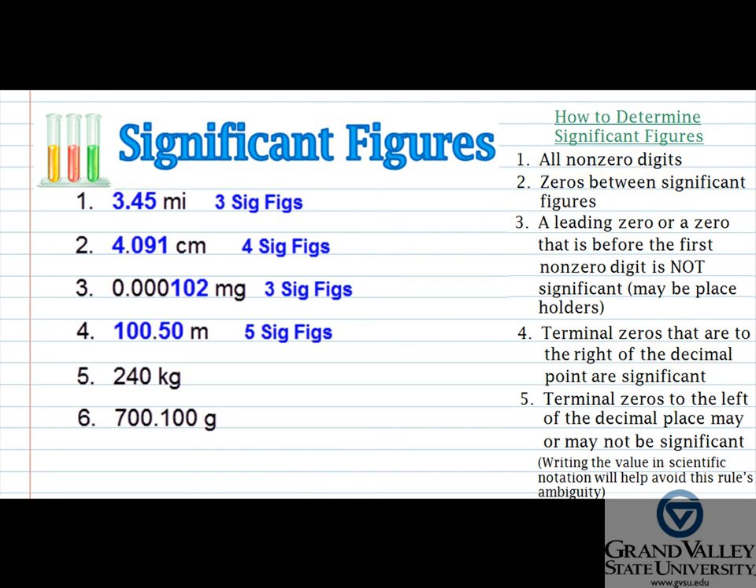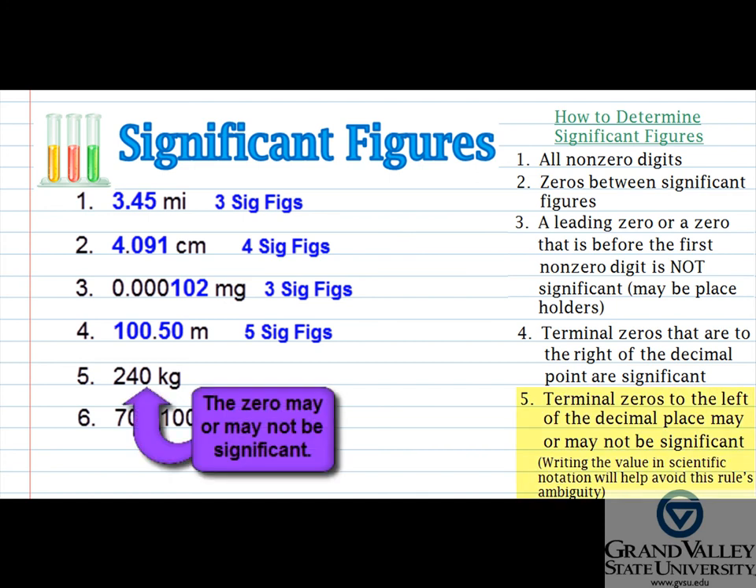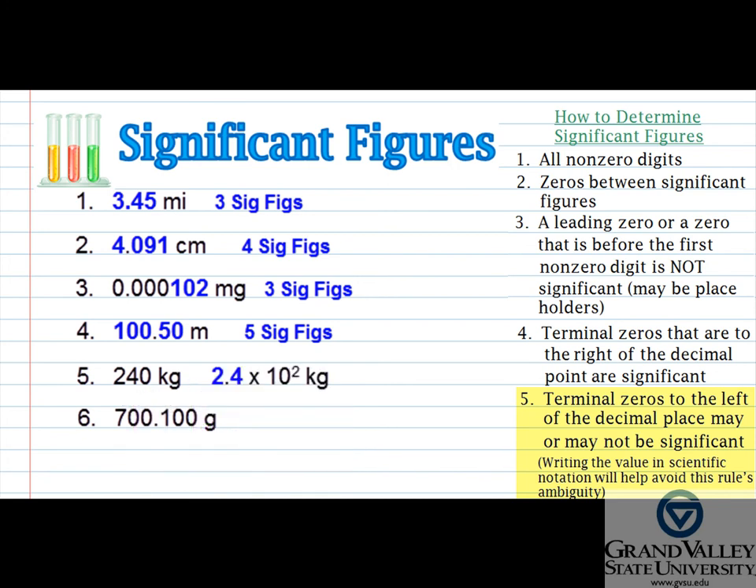Notice that for problem number 5, the value does not have a decimal point. Since there is no decimal point and there is no information given regarding the measuring device used, the 0 in 240 may or may not be significant. Writing the value in scientific notation will help avoid misinterpreting the wrong amount of significant figures. Using scientific notation, this value has two significant figures.